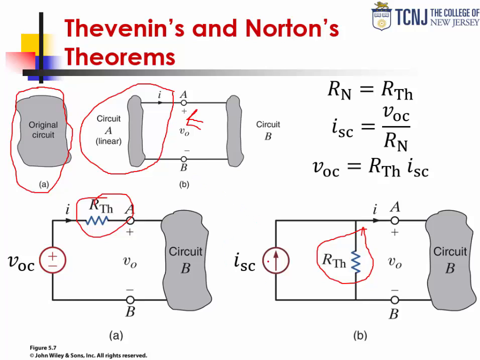To calculate the short circuit current, I will short the 2 points and then calculate the current in the direction from positive to negative. What is the current through that wire in that direction? Once I analyze the circuit to calculate that current, that becomes my short circuit current for the Norton equivalent circuit. And that is the Thevenin's and the Norton's theorems of circuit equivalence.